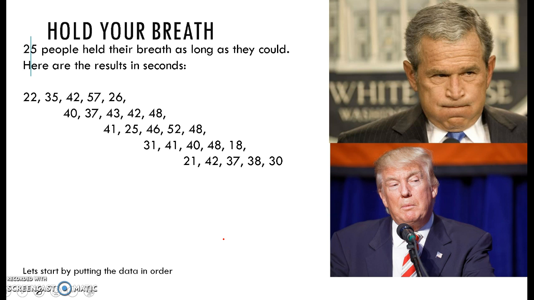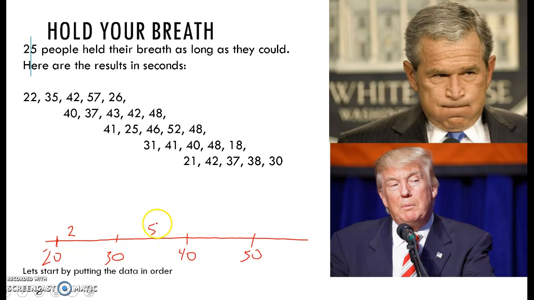But if we're going to make a box and whisker plot, we want to put all of the data in order. And a really good way to put the data in order would be to do something like this. I'm going to make this be 20, and here we're going to have 30, and numbers in the 40s, and numbers in the 50s. And so if I look at the first row here, we've got a 22, a 35, a 42, a 57, and a 26. And that's the first row.